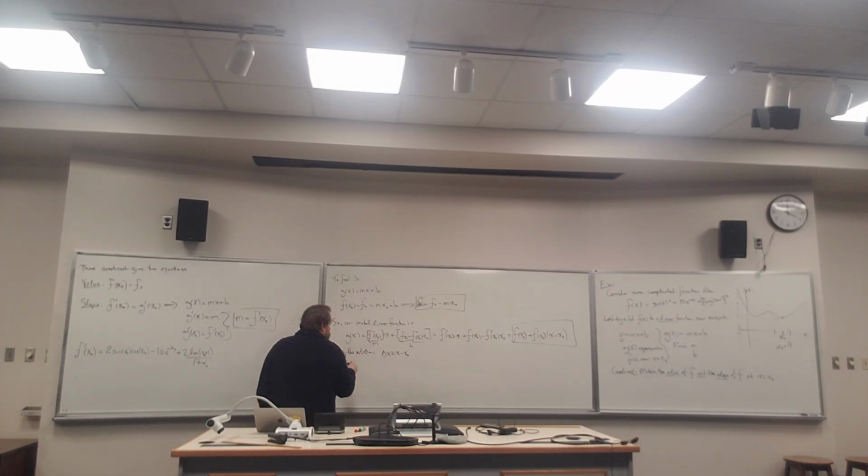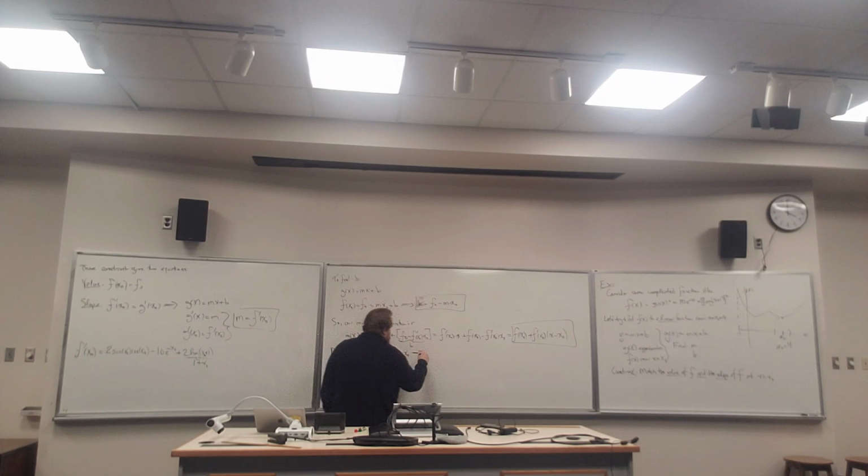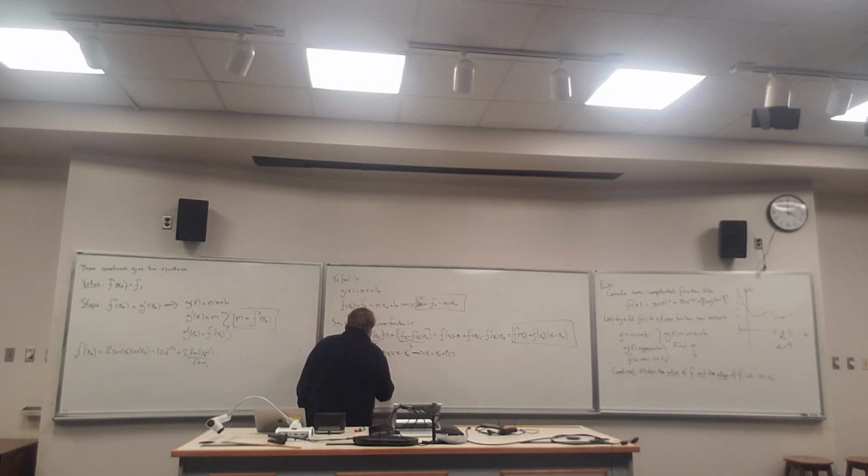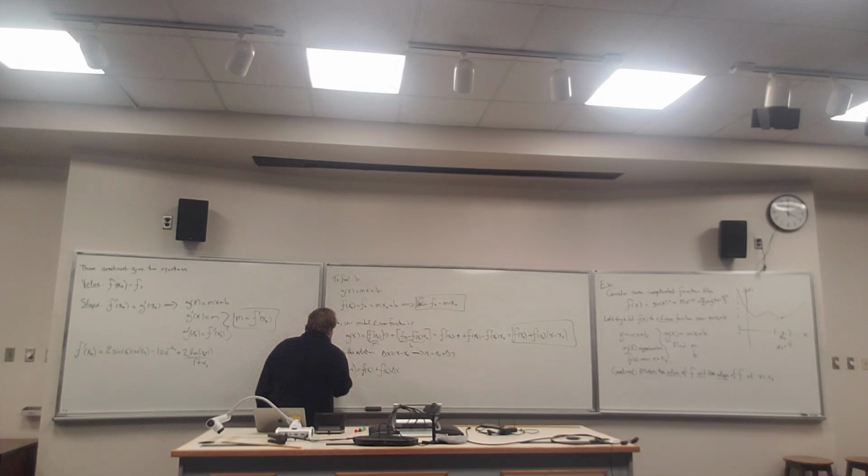Well then, from delta x equals x minus x naught, we can rewrite x is equal to x naught plus delta x. And so our formula becomes g of x naught plus delta x is equal to f of x naught plus f prime of x naught times delta x.